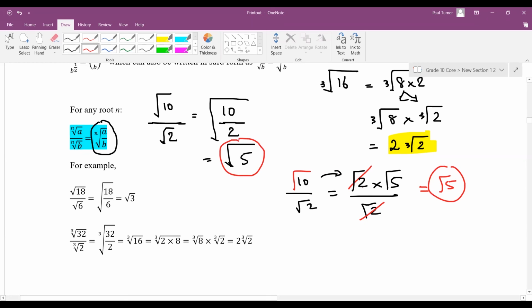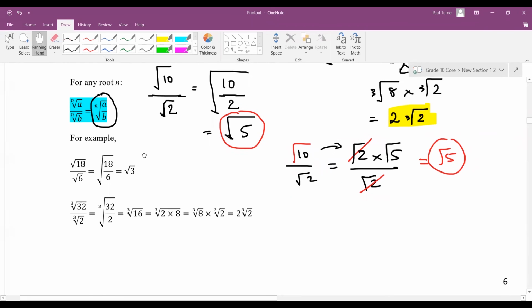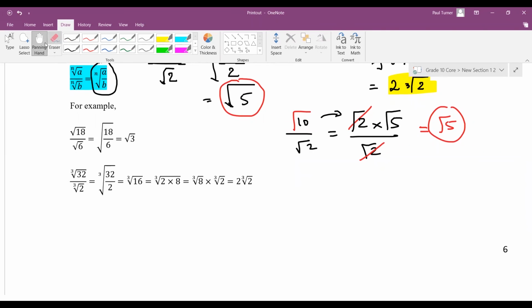So there's a couple of ways to do these. And these work for any, even if you've got cube roots. So look at these two. We've got root 18 on root 6. Combine under your root sign to give root 3. Doing it the long way, you would have root 6 times root 3, which is root 18, and root 6 here. And then again, like I cancelled before, you'll get root 3, same answer. You can do it that way.